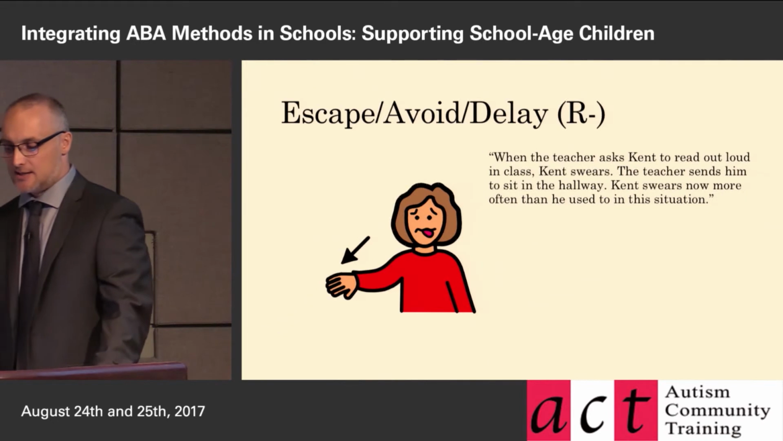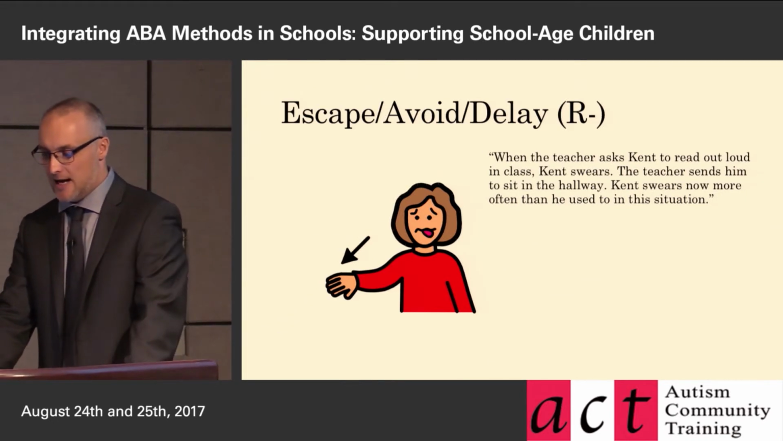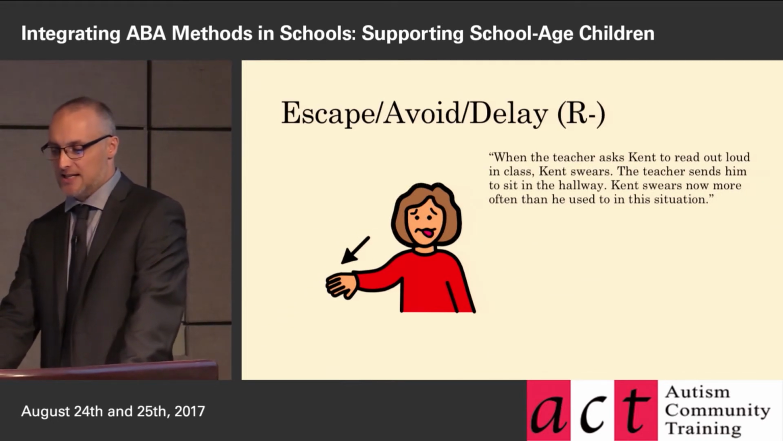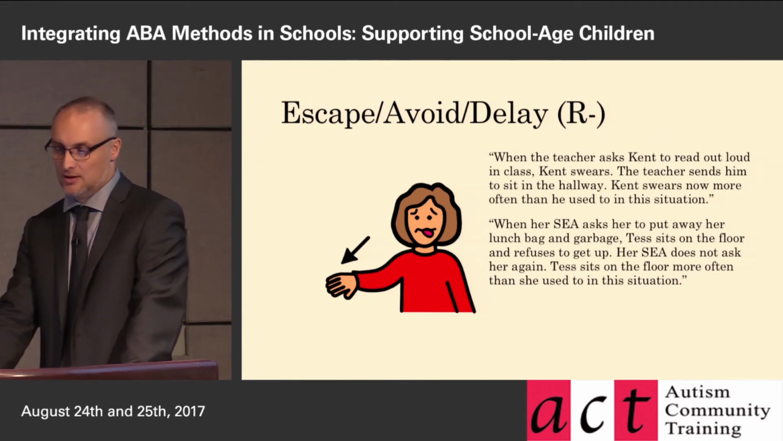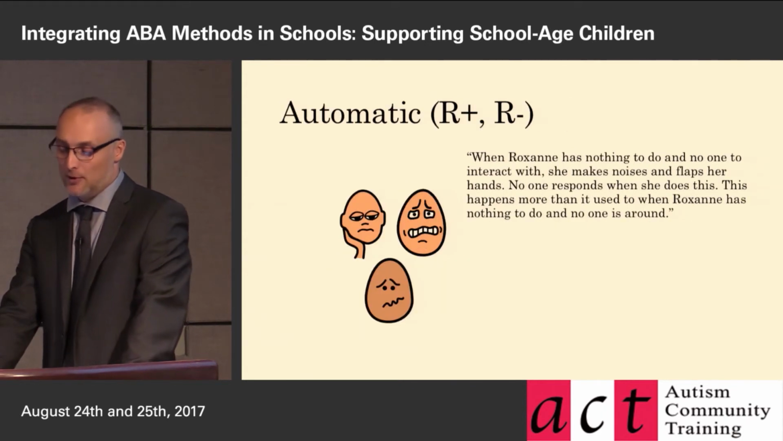Escape. So when the teacher asks Kent to read out loud in class, Kent swears. The teacher sends him to sit in the hallway. Kent now swears more often. Right? You've got some negative reinforcement operating here, as we previously determined. It's functioning to escape from the work. When her SCA asks her to put away her lunch bag and garbage, Tess sits on the floor and refuses to get up. Her SCA does not ask her to do this again. Tess now sits on the floor more often than she used to because it's being negatively reinforced. The demand is removed. She escapes from it.